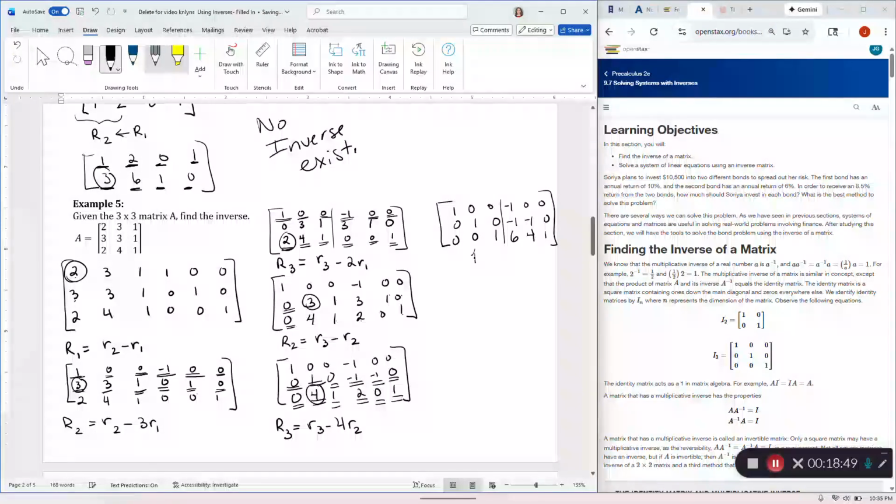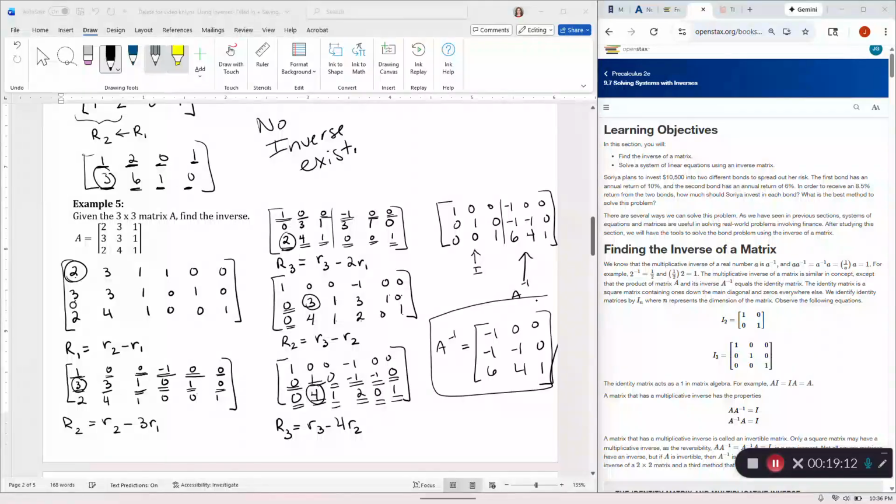Now, if you look here, I have the identity matrix. So that means right here, I have the inverse matrix. So A inverse is negative 1, 0, 0, negative 1, negative 1, 0, 6, 4, 1.